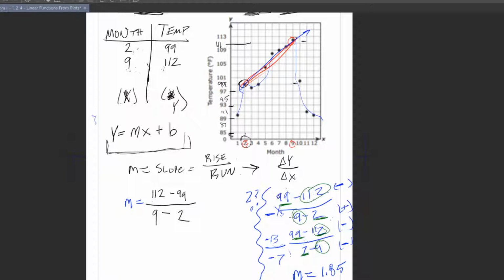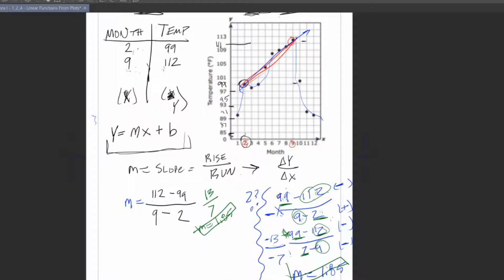It needs to be, these two things need to be associated with one another, and these two things need to be associated with one another, right? So you can actually do this, though I guess some might see it as backwards. It should give you the same answer as this. And let's try that out. So 112 minus 99 is 13 over 7, right? And that's the same thing as 1.85 here. So you get 1.85 here. You also get 1.85 there.